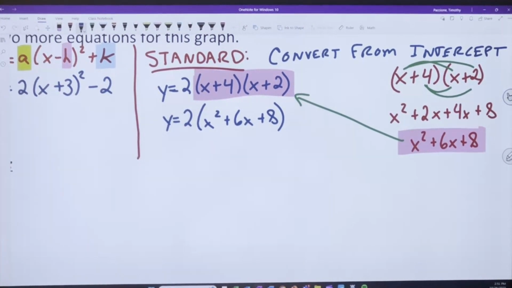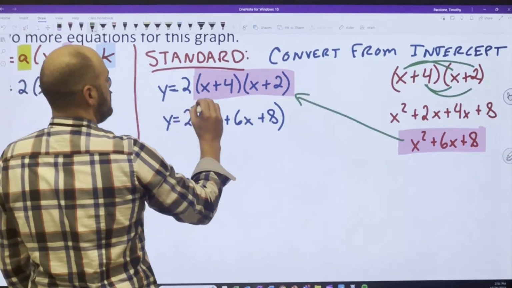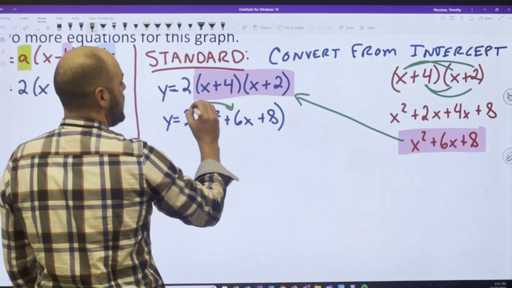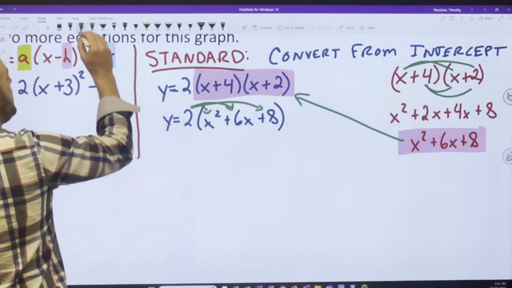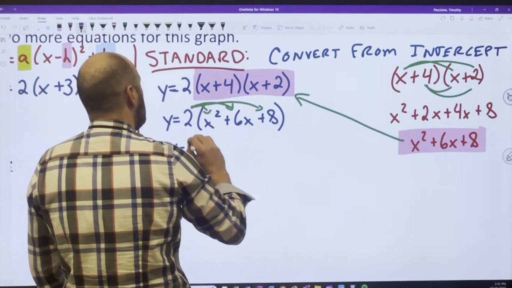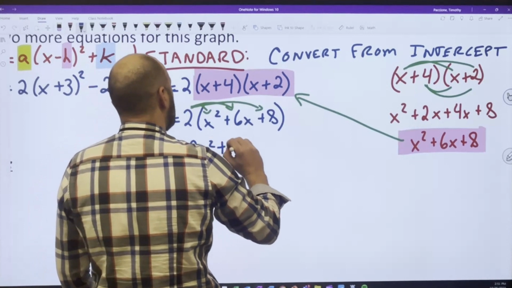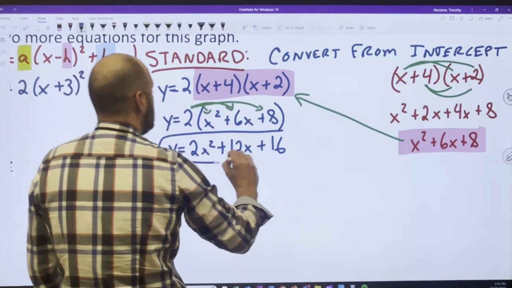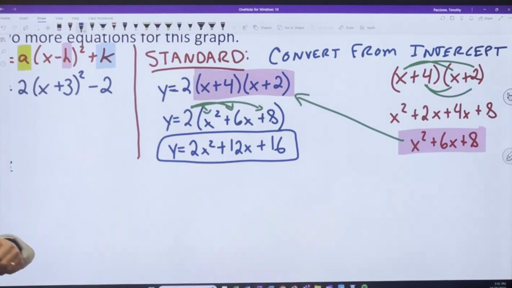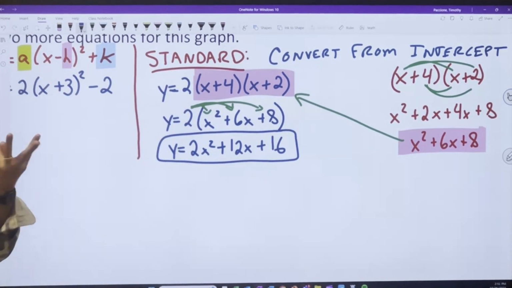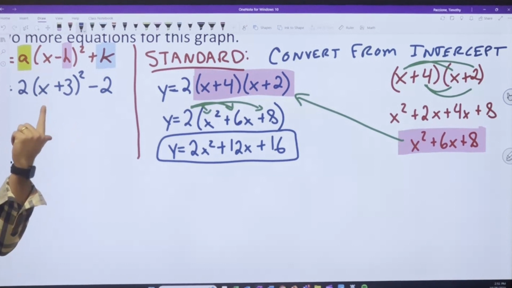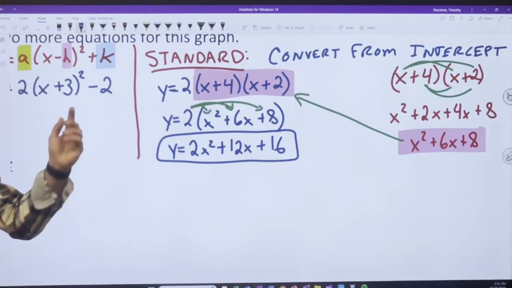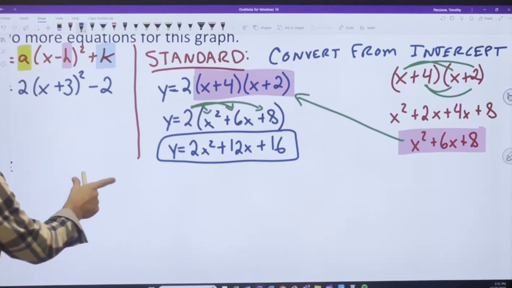This is why I waited on the 2, because now it's really easy to just distribute that 2 through, okay? So this 2 goes to everything, right? And I get y equals 2x squared plus 12x plus 16. And that is in standard form, right? So now I've seen this equation in 3 different forms, and it all has the same graph, right? So we're kind of coming full circle here.